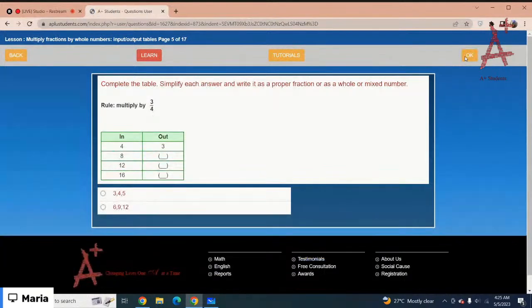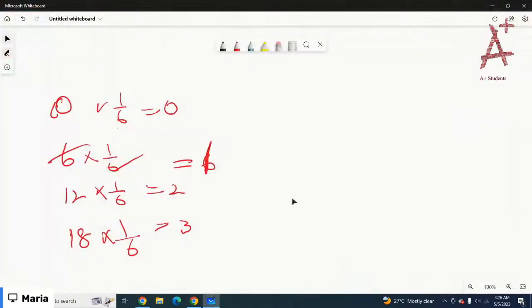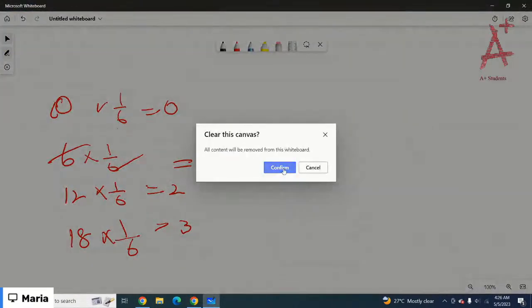Okay, the input values are 4, 8, 12 and 16. You have to multiply each value by 3 over 4. So the input values are 4, 8, 12 and 16. Let's just multiply them by 3 over 4.